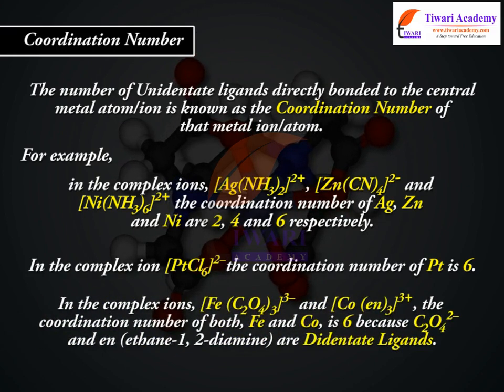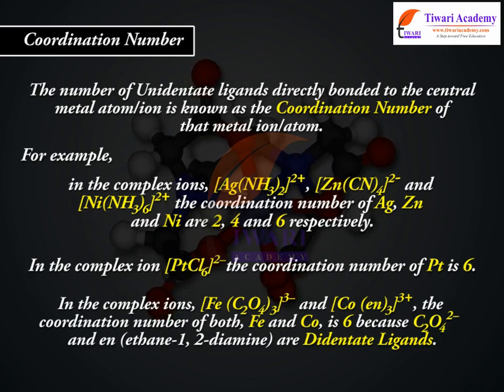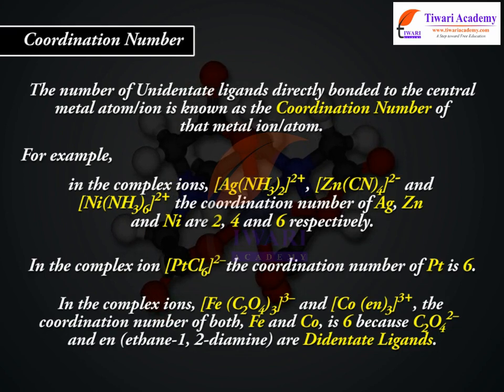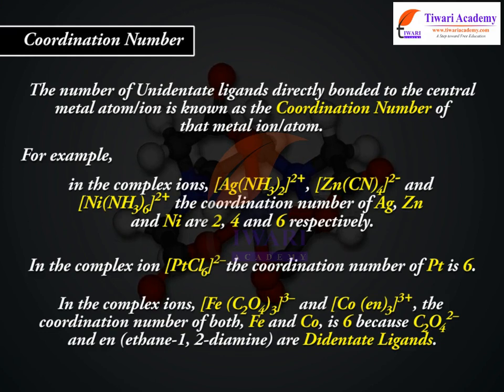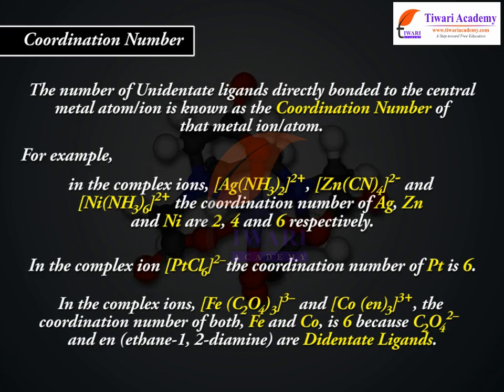In the complex ions [Fe(C2O4)3]3- and [Co(en)3]3+, the coordination number of both Fe and Co is 6 because C2O4 2- and en, ethane-1,2-diamine, are didentate ligands.